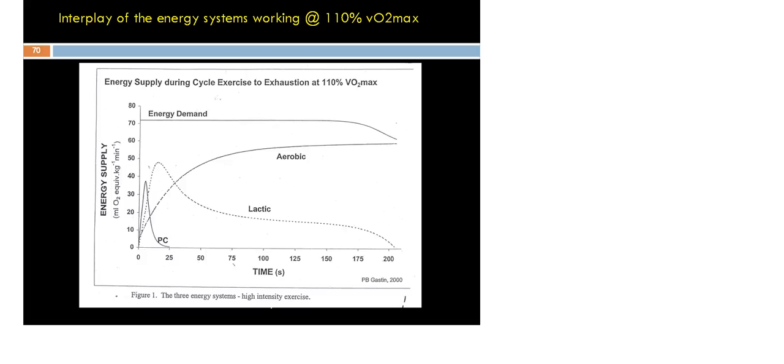So this is the interplay of energy systems working above 110 or working at 110% VO2 max, so above 100% VO2 max. So the first question then is, how can we work above 100% VO2 max? Well, 100% VO2 max is simply what your VO2 max is, so the maximum amount of energy that can be resynthesized aerobically in a minute.